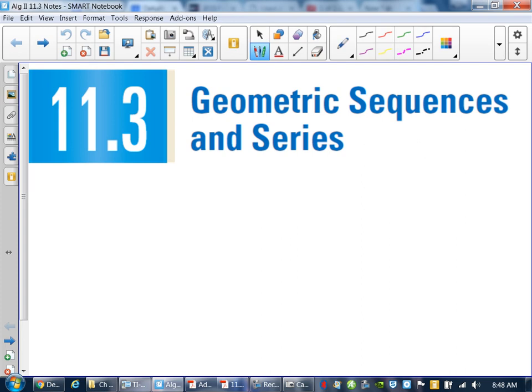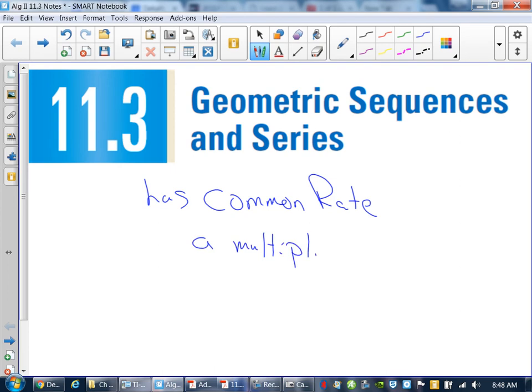Geometric, the difference between geometric and arithmetic is that arithmetic had a common difference. Geometric has a common rate. Think of it as a multiplier. It could be multiplying by 6. It could be multiplying by -1/3. It could be multiplying by pi. I don't know. It's just a common multiplier.